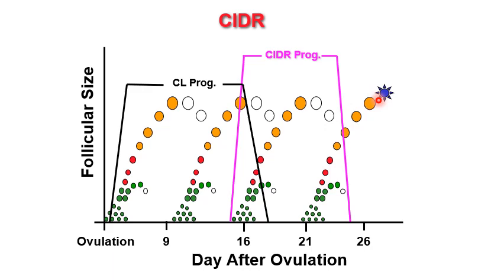So therefore, if we give the CIDR, what the CIDR will do is prolong the estrous cycle. The estrous cycle here is now 26 days, and that is, of course, increased from the typical 21 days. And of course, we are also going to inhibit the ovulation of the current follicular wave.